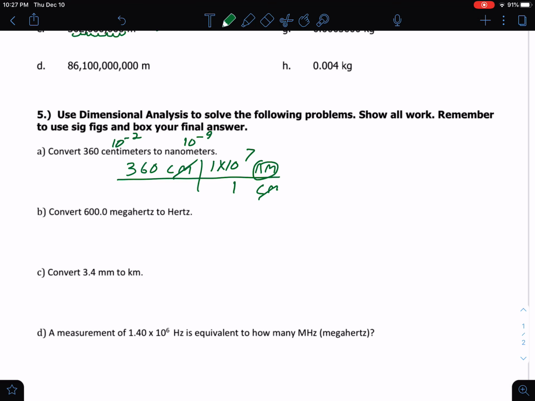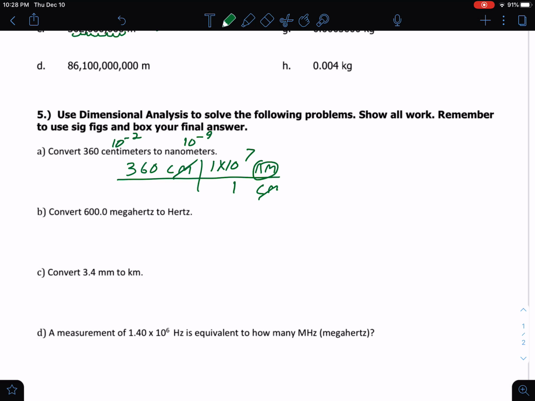Anything on top, you always multiply. Anything on bottom, you would divide. So we're going to do 360 times 1 times 10 to the 7th. This is where you've got to be careful on your calculator. If you're typing out 1 times 10 to the 7th with the exponents and everything, I would make sure to keep things in parentheses. Otherwise, your calculator can get a little bit wonky.